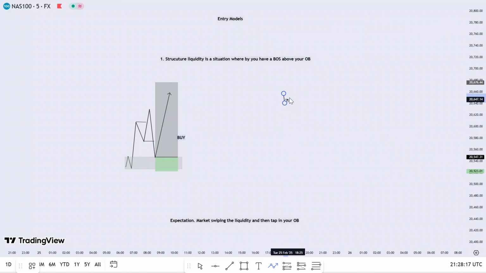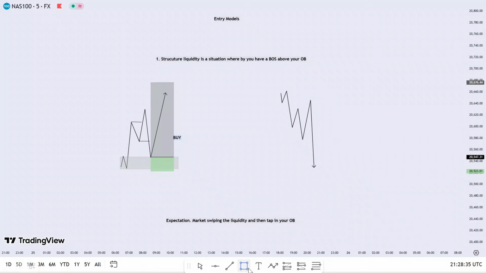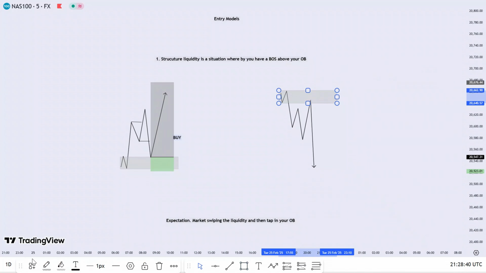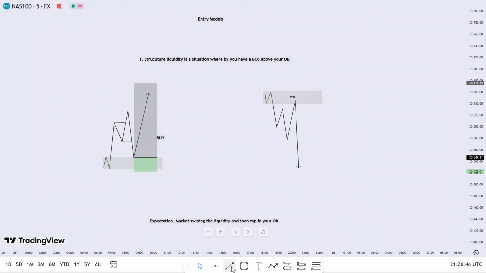You have your order block here, the market pulls down, and we have this first pull up that did not mitigate your order block. The market breaks structure, comes back to mitigate your order block before actually dropping to the downside. So you have your order block here, which you can label as BOS, as POI. Then you have your liquidity that the market actually swept.